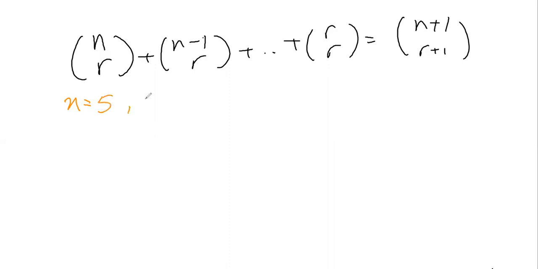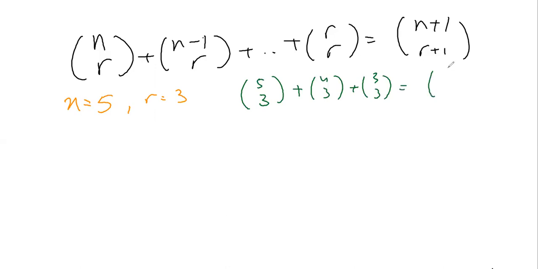Let's do n is 5, r is 3. So what this equation is saying is that 5 choose 3 plus 4 choose 3 plus 3 choose 3 is 6 choose 4, right? That's what this equation says, which is true. You can check it. Now let's draw these values on Pascal's triangle.